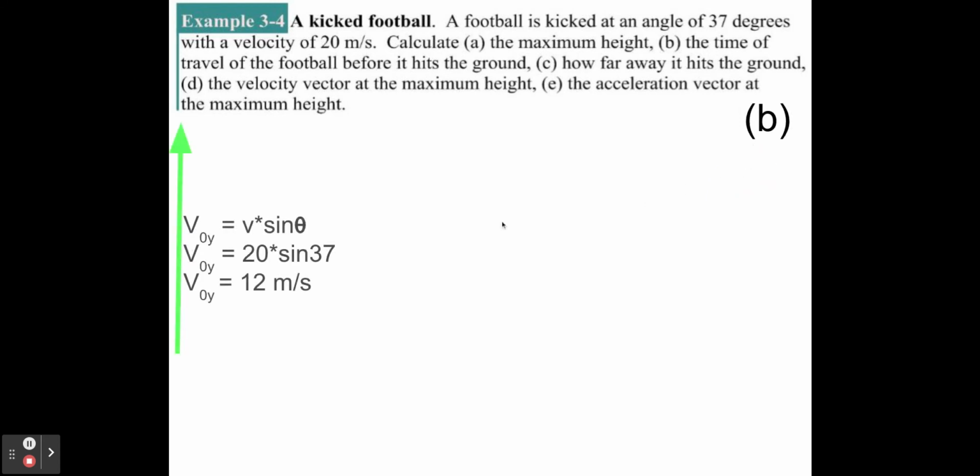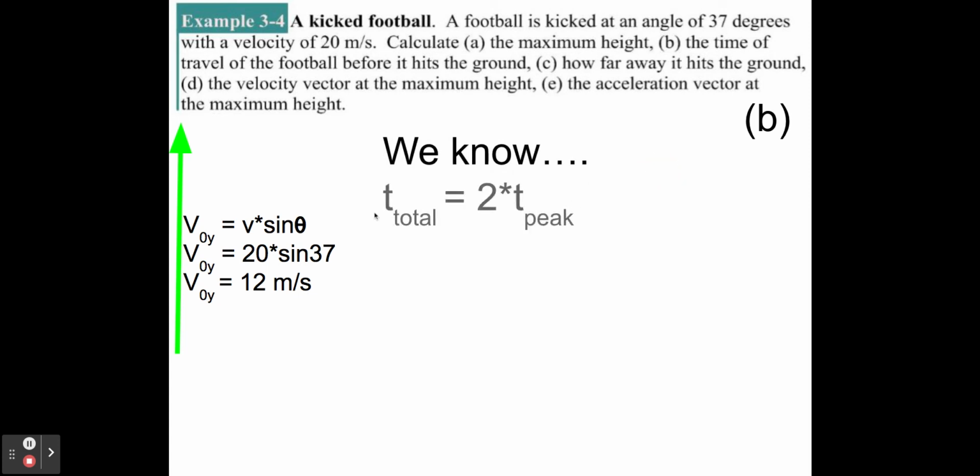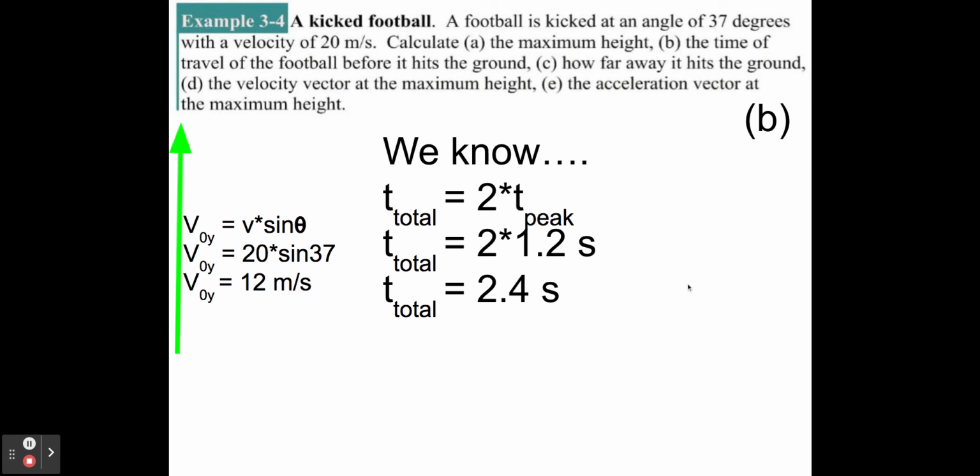So what's the B, the total time before it hits the ground? Well, as we just mentioned, if we throw it up at 12 meters per second, we know that the total time is 2 times the time to the peak. And so the time to the peak will be 1.2 seconds. So 2 times 1.2 seconds is a total of 2.4 seconds. So it'll take 1.2 seconds to get up, 1.2 seconds to get back down, for a total of 2.4 seconds.